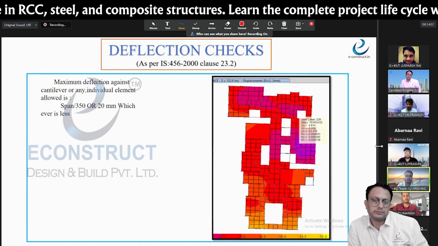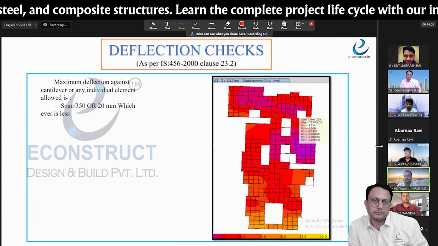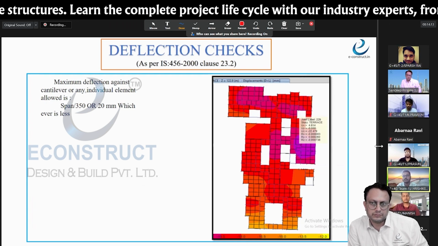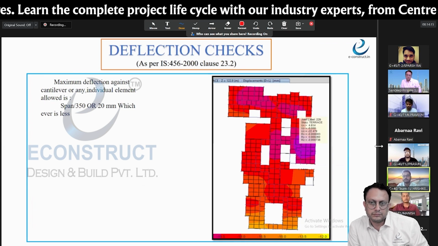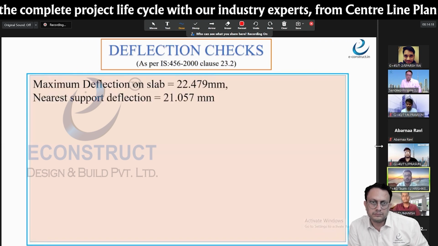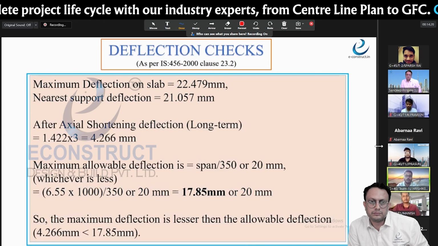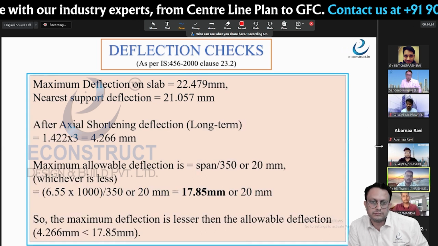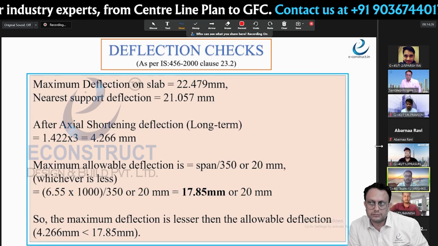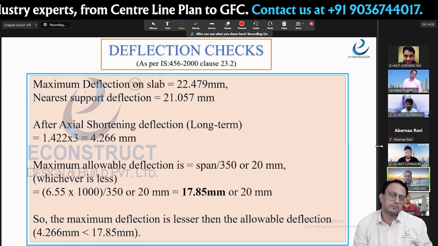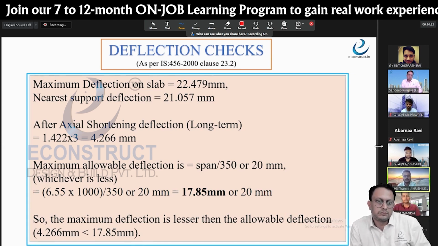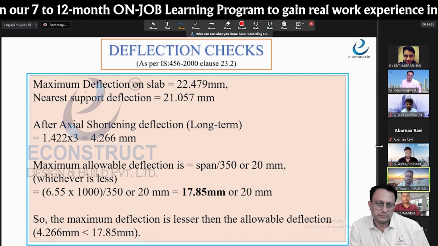And there is a deflection check. The deflection is coming in the slab as 22.479. This is the final deflection after subtracting the actual torsional effect and multiplying the three coefficients. The final deflection coming out is 4.266, and the actual limit of the deflection is 17.85.